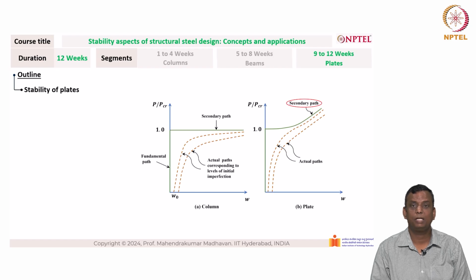You can see the fundamental path as well as the secondary path, and you can see on the right hand side the plate, where the curve actually goes more than 1.0, which is the secondary path. The actual paths are given here in the dotted line, which is due to imperfections. So the load carrying capacity of plates is not limited to its critical load.